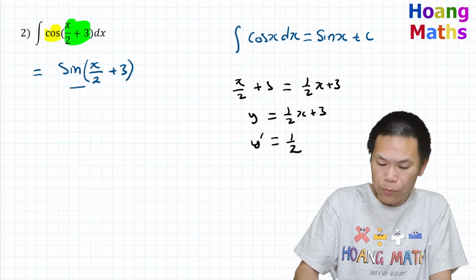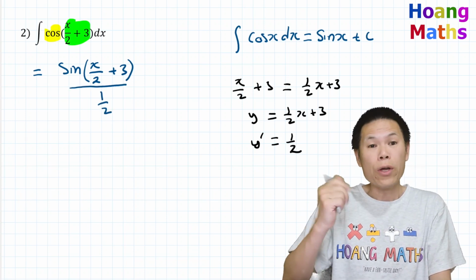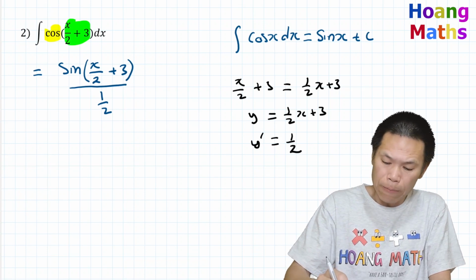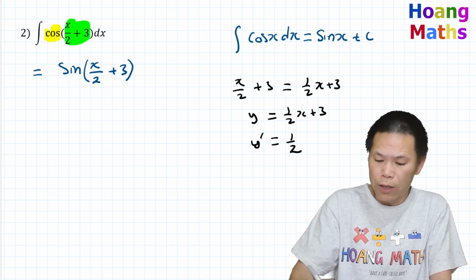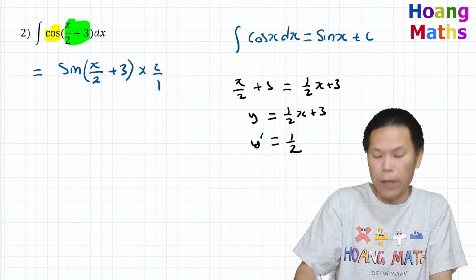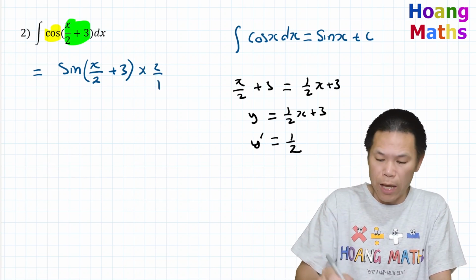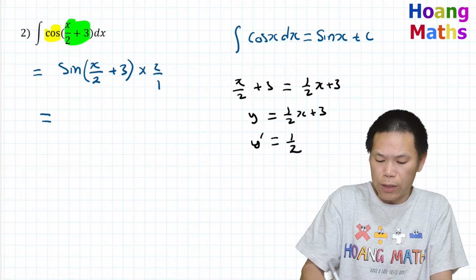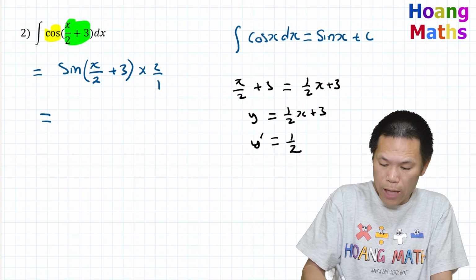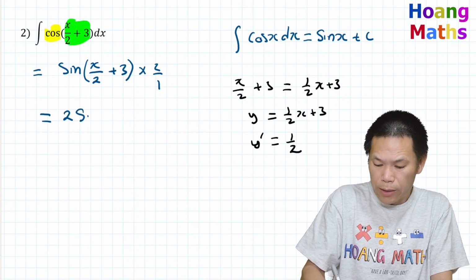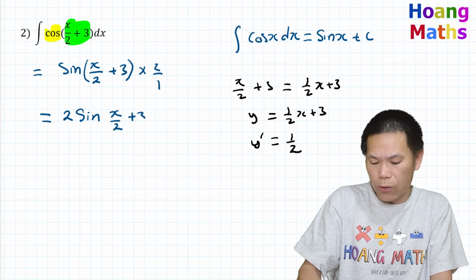Divided by a half is exactly the same as we flip the fraction, so it becomes times 2 over 1. We know that 2 over 1 is 2. So I just simplify this: 2 over 1 is the same as 2. So the answer is 2 sine of x over 2 plus 3.